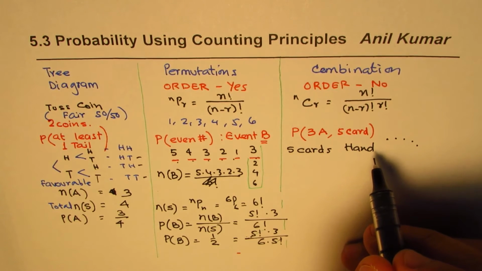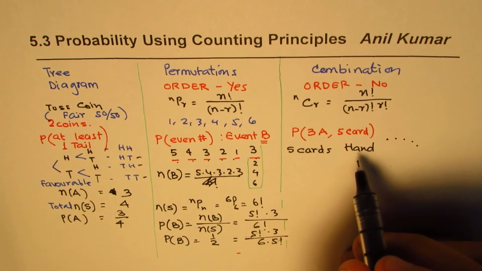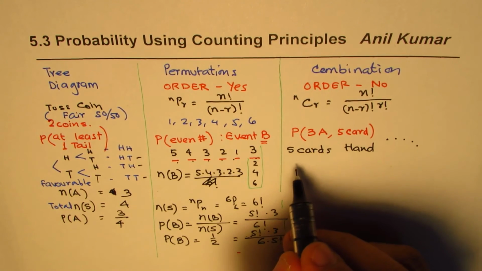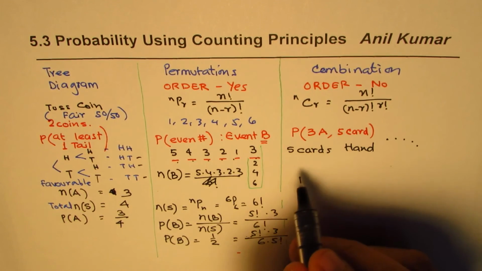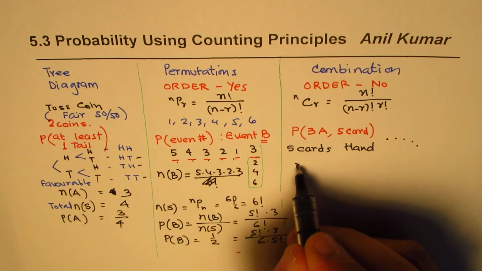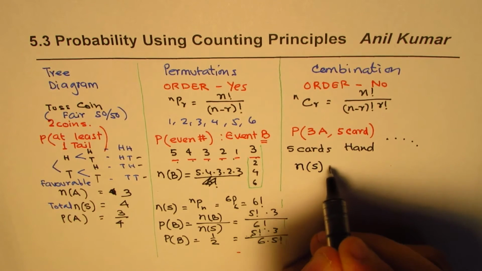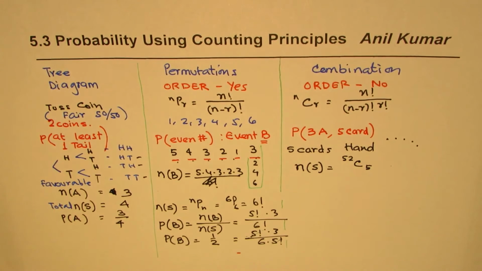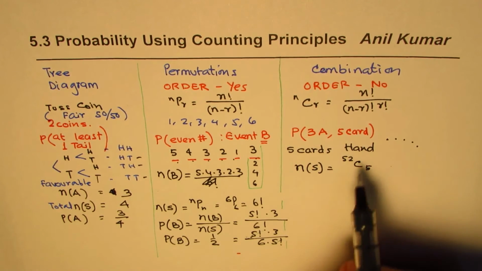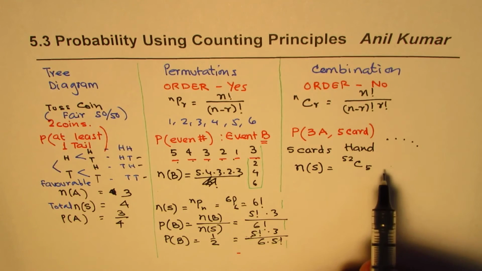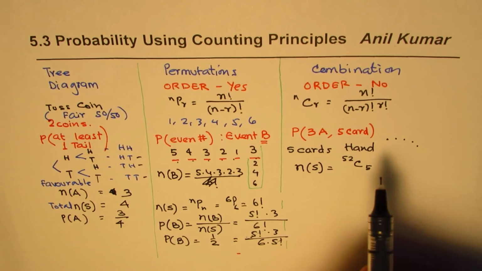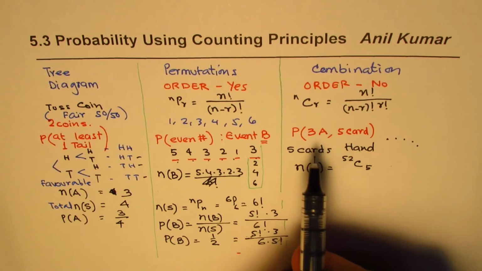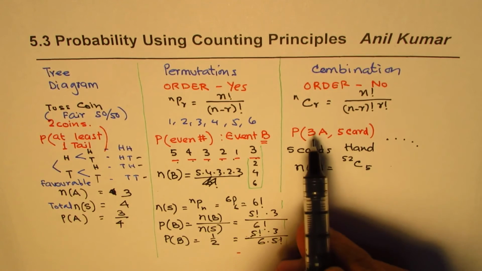Now, in how many ways can you choose five cards out of a deck of 52? The total space will be, let's call this event C, then the sample space is 52C5, right? That is the number of combinations. So 52C5, you can apply this formula, find this value. Now, we'll find how many of these are favorable.